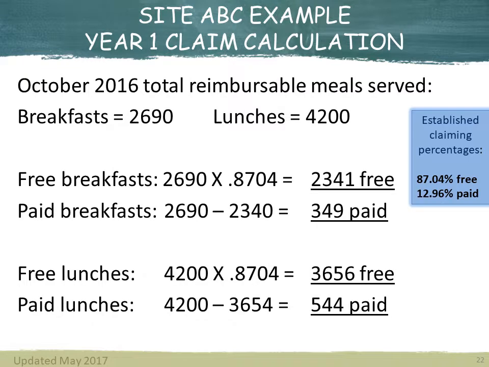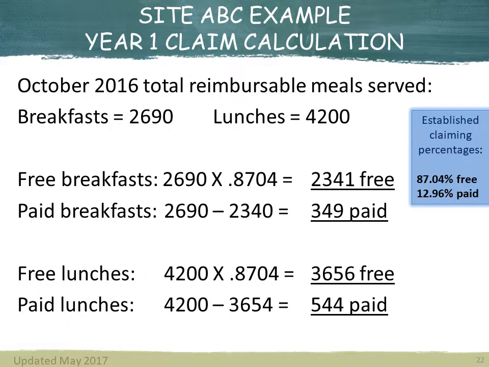Okay, so then year 1 claiming percentage. So we're using that 87.04% free. So our breakfast, we've got 2,690, and lunch we have 4,200. So our free breakfast, we're going to take that 2,690 by our percentage, which was the 87.04%. So we're going to claim 2,341 of our total breakfast at the free rate. And we're going to take that total and subtract what we have. Oh, look, I didn't change the numbers. So it's 2,341, and then it's going to give us 349. I had to change this.